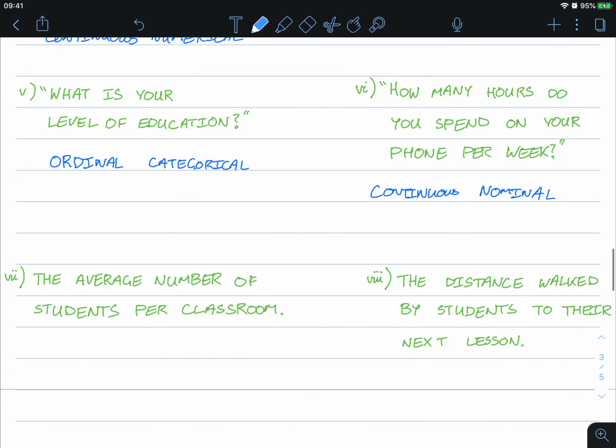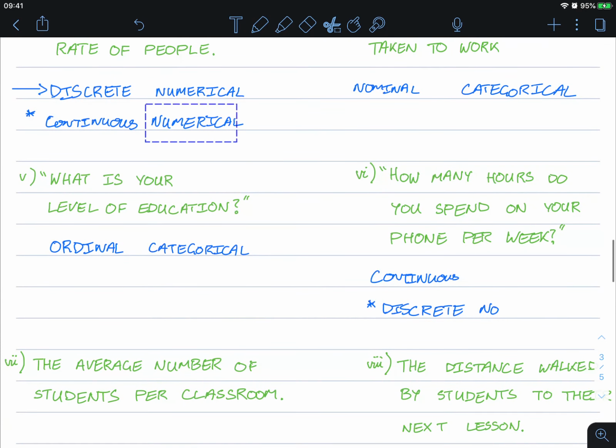So depending on the circumstances of these questions, this might be considered discrete numerical. Oh, I spelled that one wrong. It should be numerical. I just realized I could just copy this. There we are. There we go.